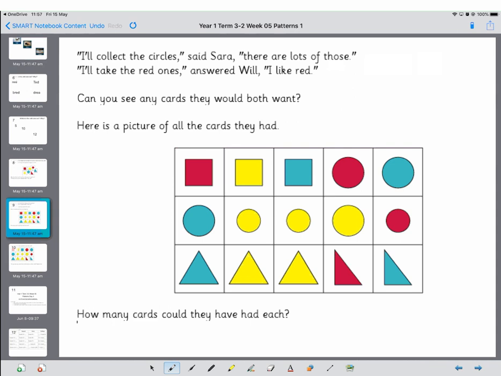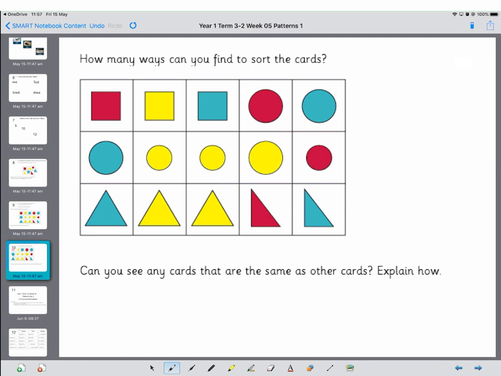And then, when you've done that, if you want to, as a final challenge for today, have a think about how many different ways you could sort the cards. And can you see any cards that are the same as other cards and explain how they are the same? So for example, there's 3 triangles, there's 2 blue triangles, those will be the same in some ways. There's 2 yellow triangles that are the same size and same shape. It's up to you to explain how they are the same. Okay, they can either be completely the same or have one criterion in common. Okay, and that's the end of today's maths lesson.